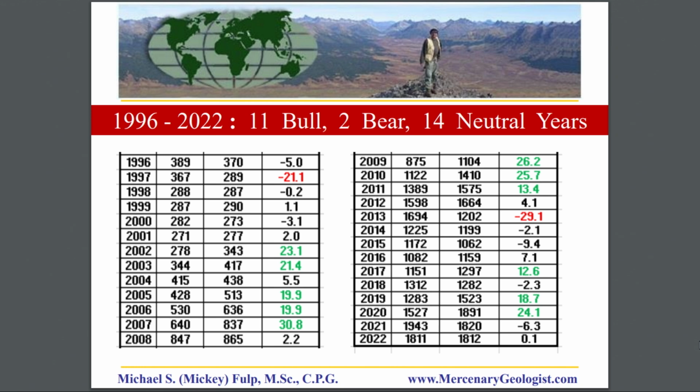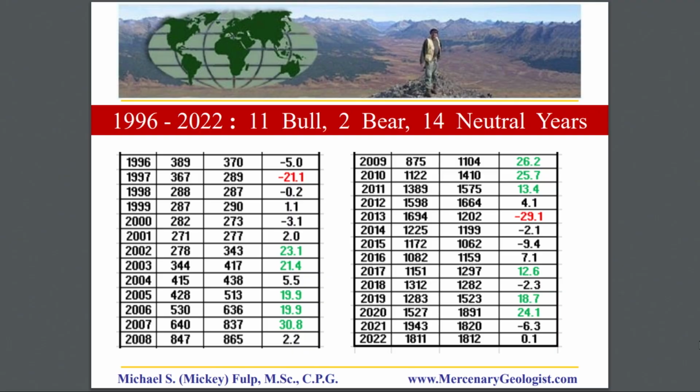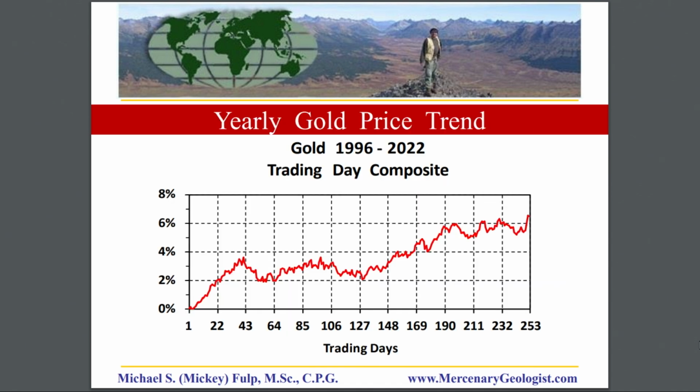So we go from 1996 to 2022, which covers about 3 complete bull bear market cycles. And we get 11 bull years, only 2 bear years and 14 neutral years. But look at the returns generally on the black. We've got some positive years in that. So only 2 bear years in the last 27. And that gives you this trend. And once again, let's look at the beginning of the year and then at the end of the year. So you put those together and you've got that big rise.